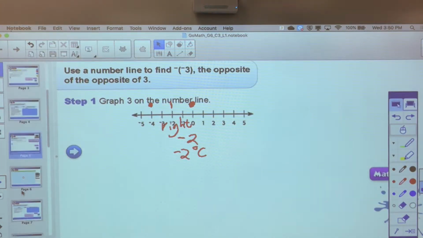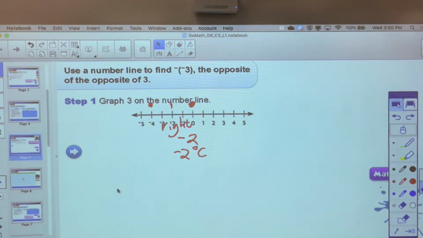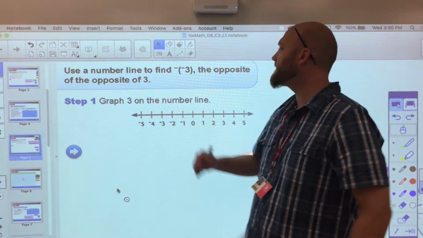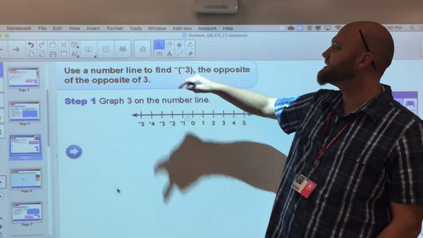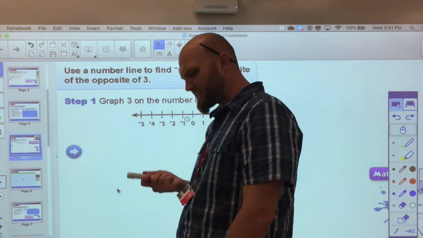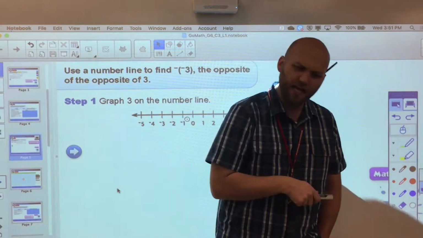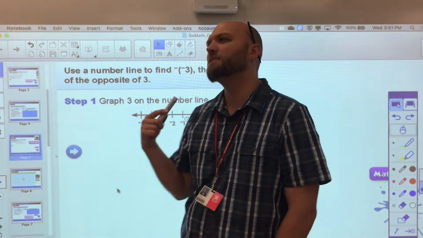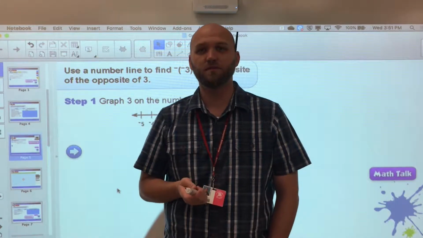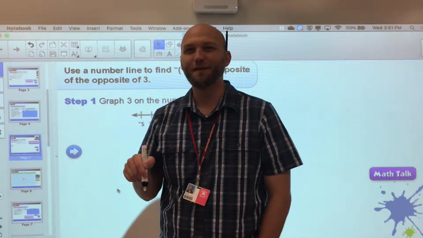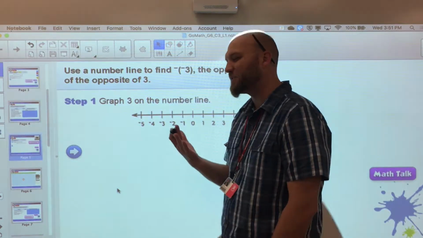So let's take a look at another one of these. I would find 3 and the opposite of 3. Oops, excuse me, let me erase that. We're graphing 3 on the number line. Use the number line to find negative 3. So we said before we have a positive, the opposite of a positive is a negative, and the opposite of a negative is positive. But what happens if I have a negative? Well, we think of this as an opposite, right? I know, it gets a little confusing. You have to follow all the opposites.